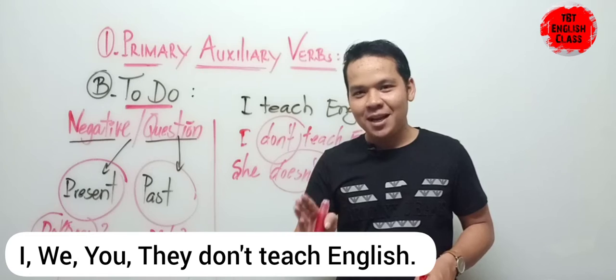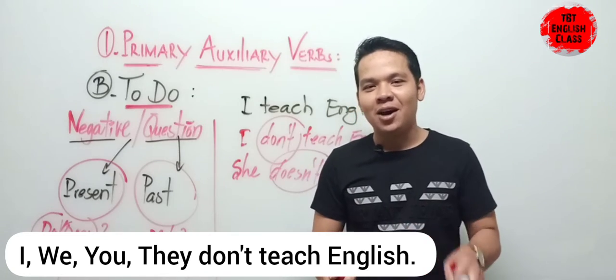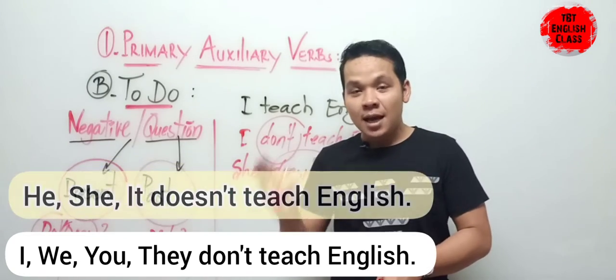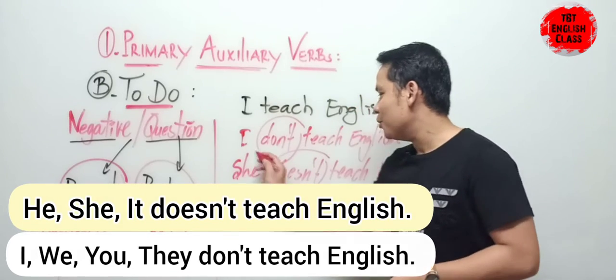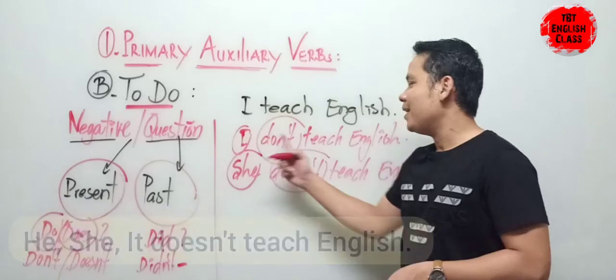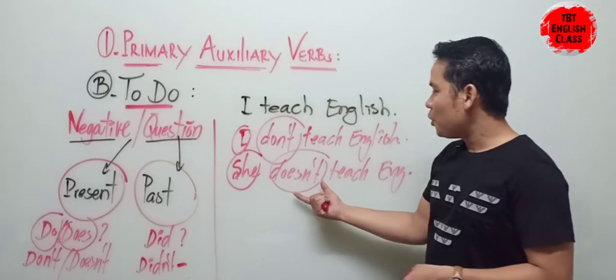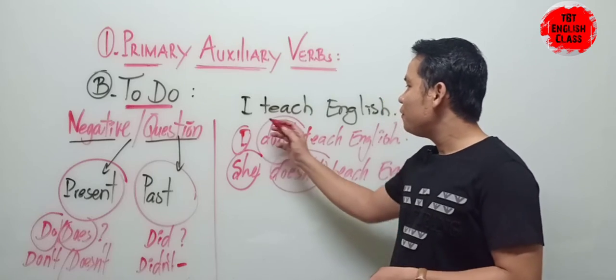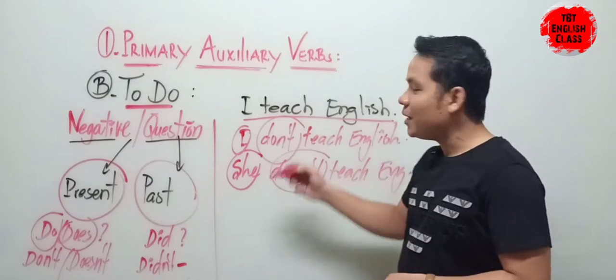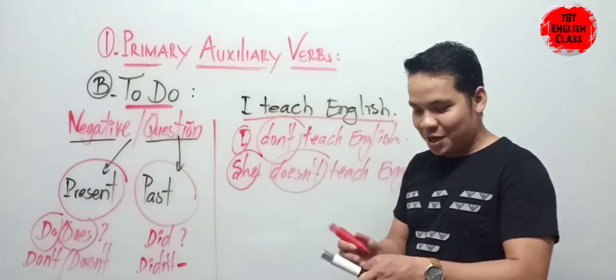When we use subject I, we, you, they, do not or don't. When we use subject he, she, it, does not or doesn't, like this. Okay, just example, she doesn't, I don't. Okay, so this one we call present tense. And now let's move on to change this simple sentence to be question. So how do we change to be question?